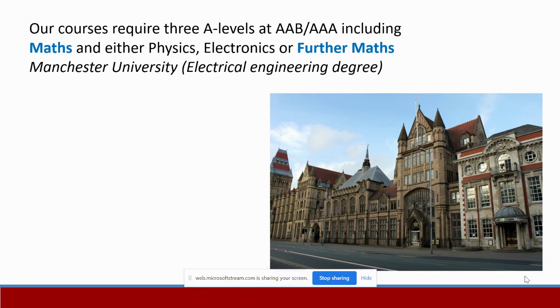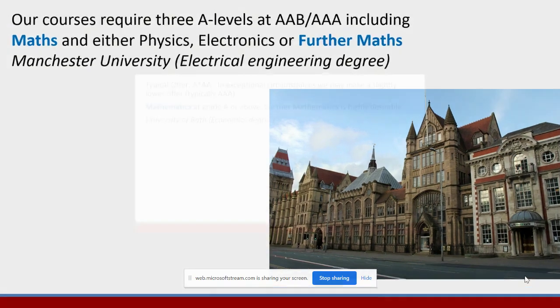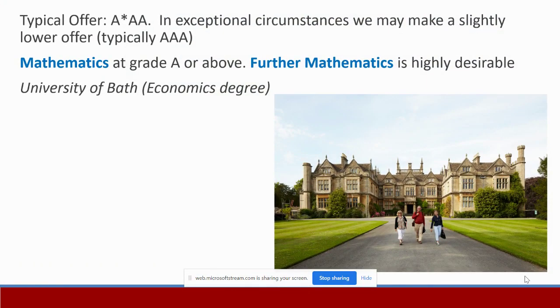Here's Manchester for the electrical engineering degree. Courses require 3 A-levels, including that maths, and either one of physics, electronics, or further maths. So both highly desirable at Manchester. Same thing for Bath here with the economics degree: mathematics at A grade, and further maths highly desirable.